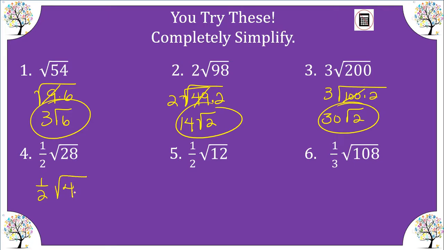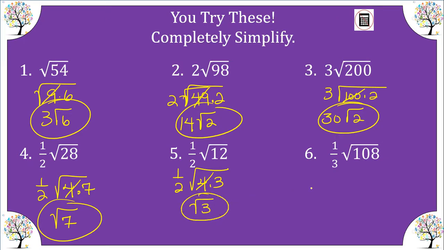We have 1/2. We'll break this down into 4 times 7. The square root of 4 is 2, and times 1/2 gives me 1, radical 7. We're going to do 4 times 3. The square root of 4 is 2. 1/2 times 2 is 1, then radical 3. And then we have 1/3. Okay, 108. So that's 36 times 3. The square root of 36 is 6. 3 goes into 6, 2, and 1 times 2 is 2. So we have 2, radical 3.